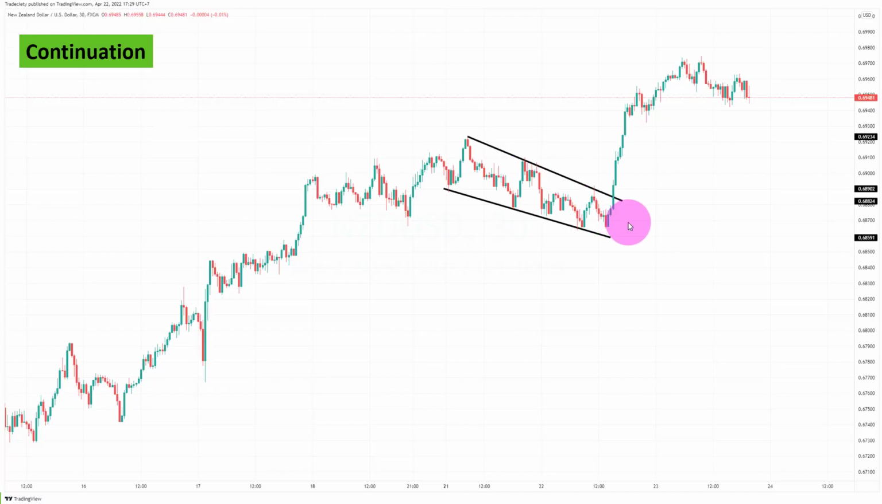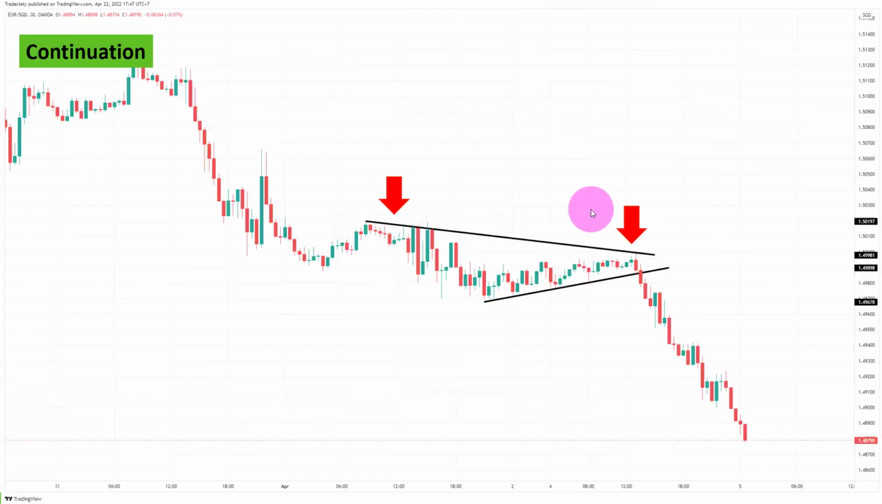And it's important that you wait for the breakout and don't start trading within the pattern. It's a very common mistake that a lot of traders make if you're impatient and you really want to trade, but make sure that you always wait for the market to actually fully get out of a pattern.